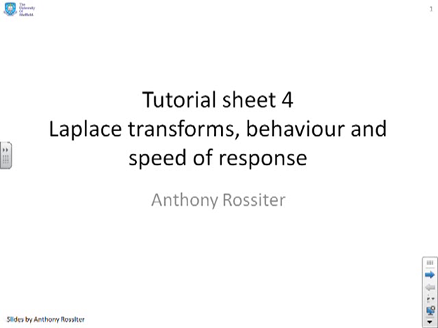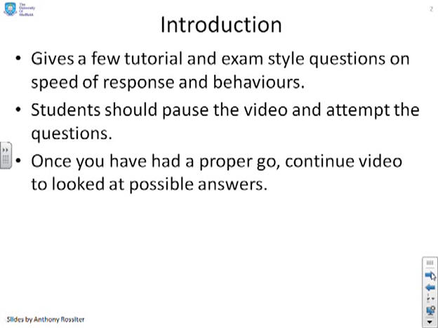This video is going to look at behaviour and speed of response given a Laplace transform, and in particular it's a tutorial sheet. The idea is that we're going to provide a few tutorial or exam style questions on speed of response and behaviours. Students should pause the video, having read the question, attempt the questions, and only look at the solutions once they've had a proper go by themselves.